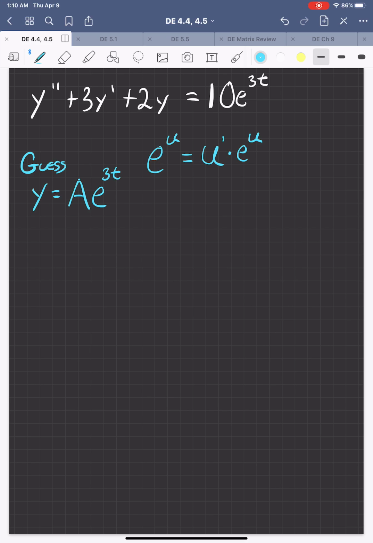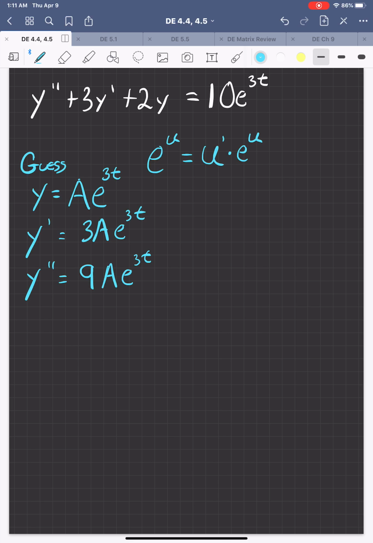All right, so let's now take a look at what our derivatives would look like. If you take your first derivative, if you let u be 3t, then u prime would be 3. So that's 3a e to the 3t. And what's y double prime? Well, again, u being 3t, u prime is 3, so that would be 3 times 3, or 9a e to the 3t.